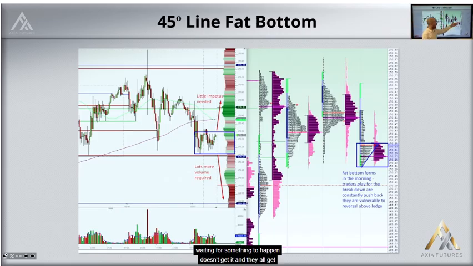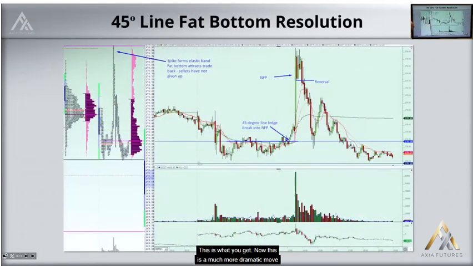Essentially, everybody who's waiting for something to happen doesn't get it, and they all get forced out. So let's go and have a little look at how this plays. This is what you get. Now, this is a much more dramatic move than one would expect on the back of that 45-degree line. The reason being, it's non-farm payrolls, and so what you're getting here is data that leans into the move.